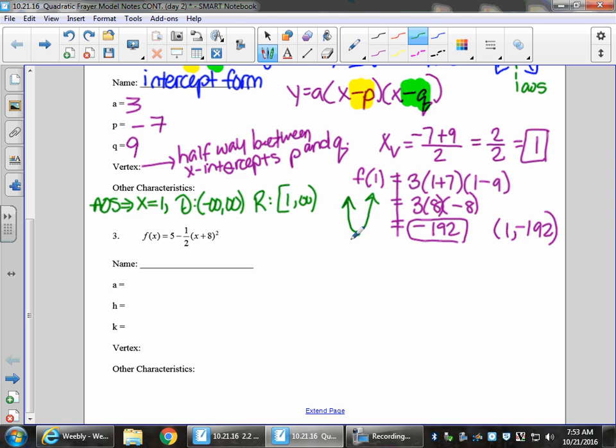So here's my vertex, 1 comma negative 192. Now that I have the picture, do we agree with Ashley? We might want to just tweak this just a little bit. Well, coming from the bottom, I definitely hit a solid point. But range is all about x values or y values? The y values. So how can we update this just a little bit? Yes.